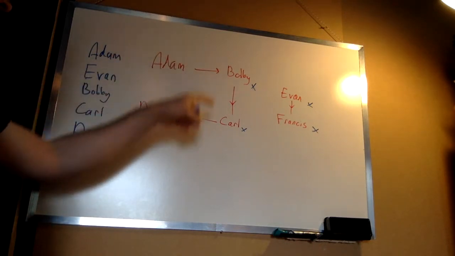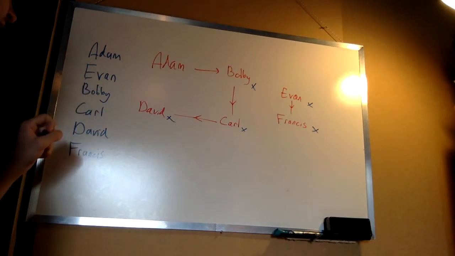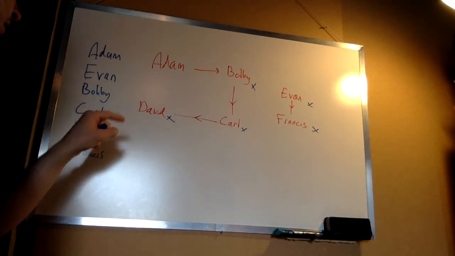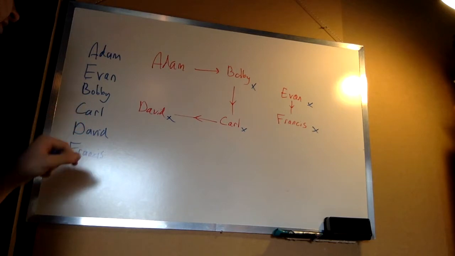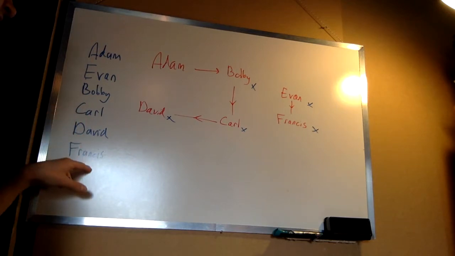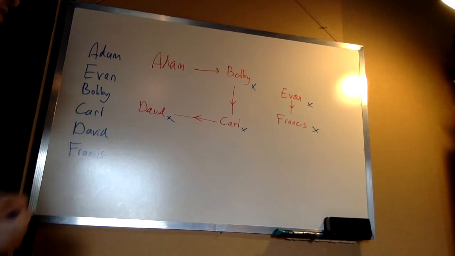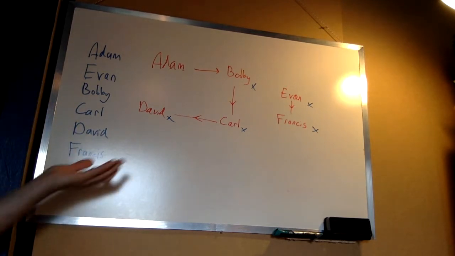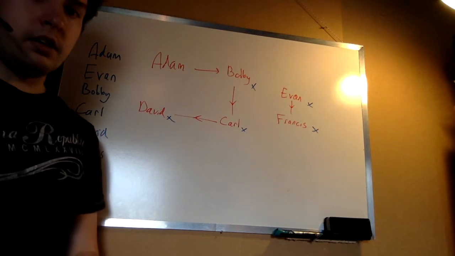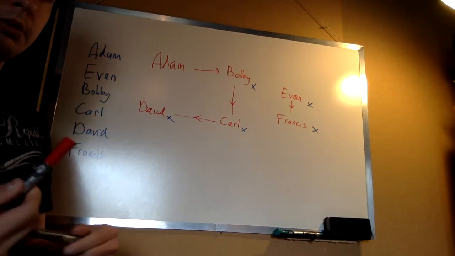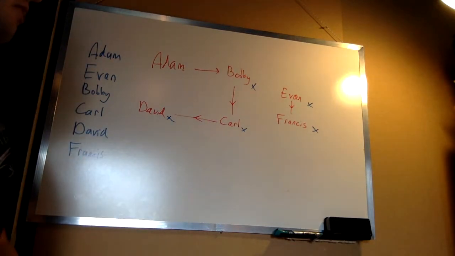Bobby hates Carl, but Bobby is ahead of Carl, so that's valid. Carl hates David, but Carl is ahead of David, so that's valid. And Francis doesn't hate anyone, so there's no constraints on him. Okay, so this seems to solve the problem correctly for every case that we've come up with here.